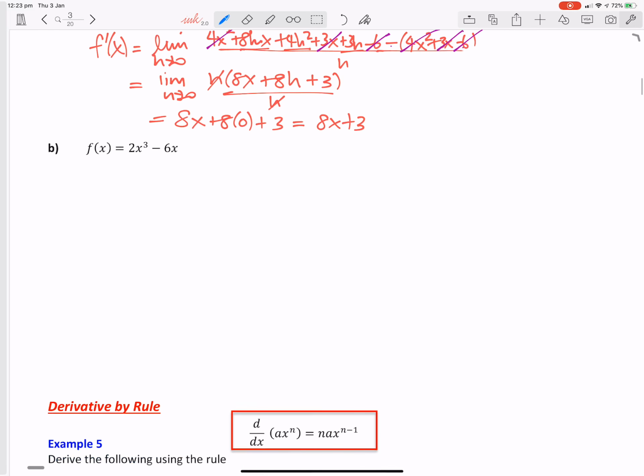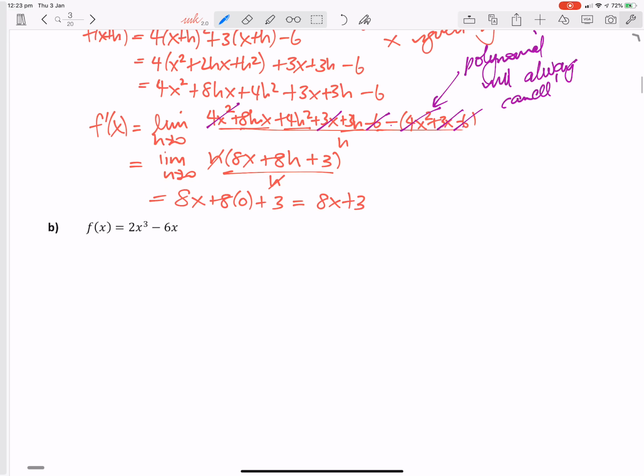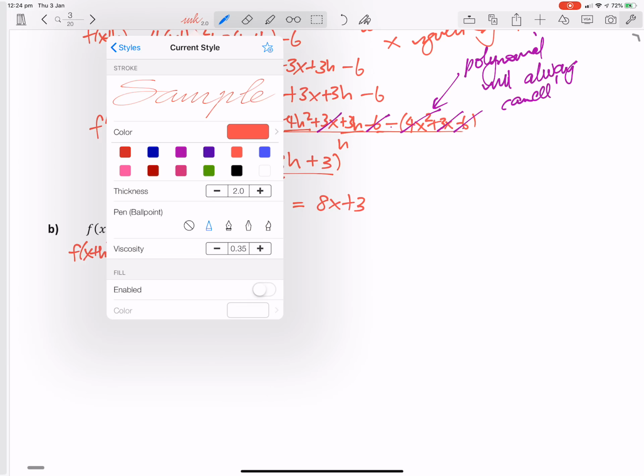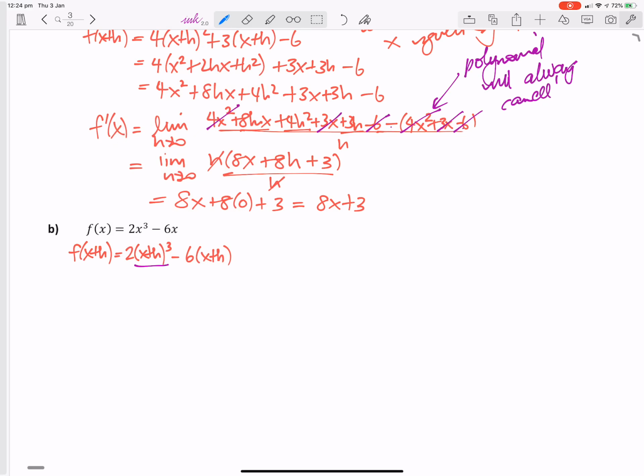Here we're going to do it again, but this time we've got x cubed. Now, I'm going to have f of x plus h, which is 2 times x plus h cubed minus 6 times x plus h. Now, a lot of people don't know how to expand out a perfect cube quickly.